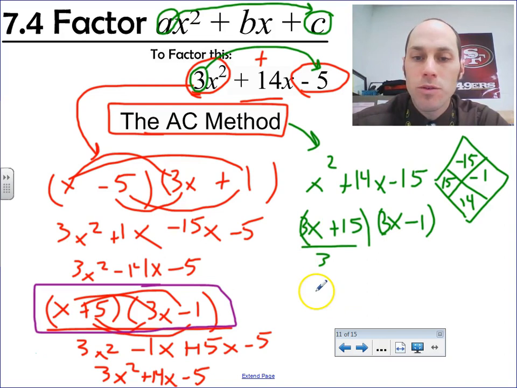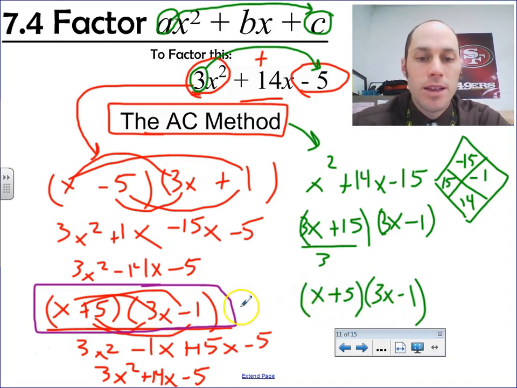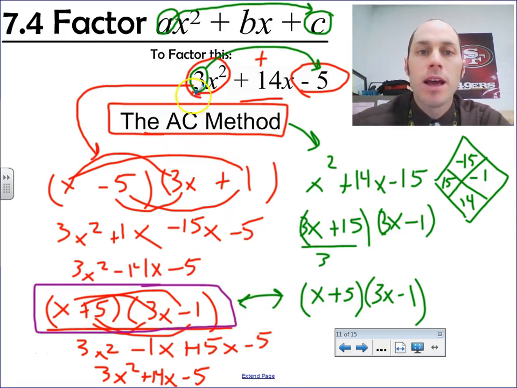So if I factor out the 3, divide 3 out, I have x plus 5 times 3x minus 1. And that looks just like what I had done before by trial and error. So the key here for the AC method, I've got to multiply the A times the C, and then I don't know which one I need to divide it out, so I put it back in both factors, and then I need to divide that 3 out. Since I multiplied it before, I need to divide it back out.